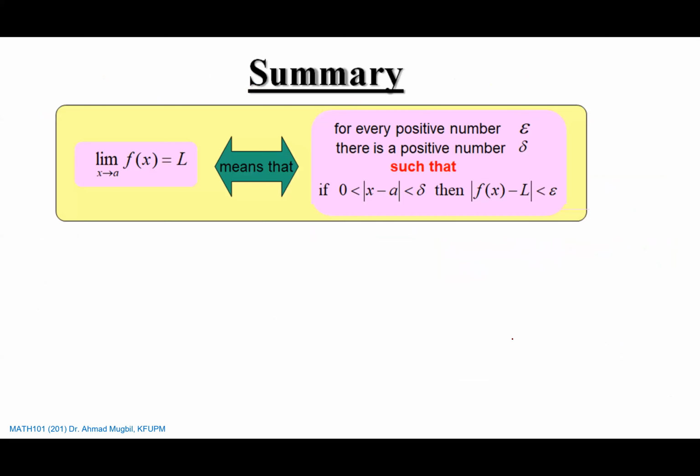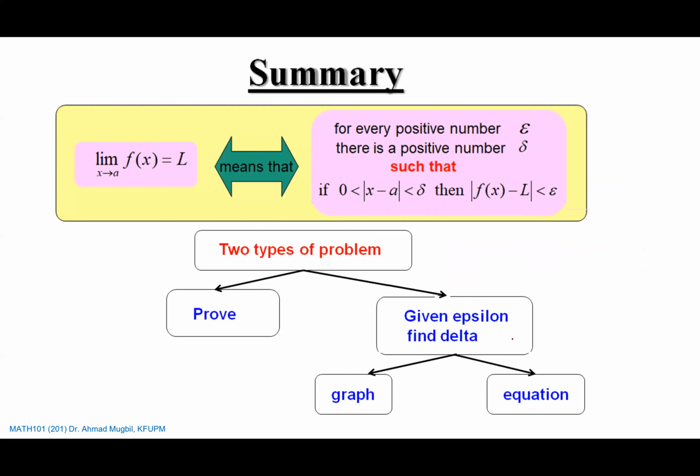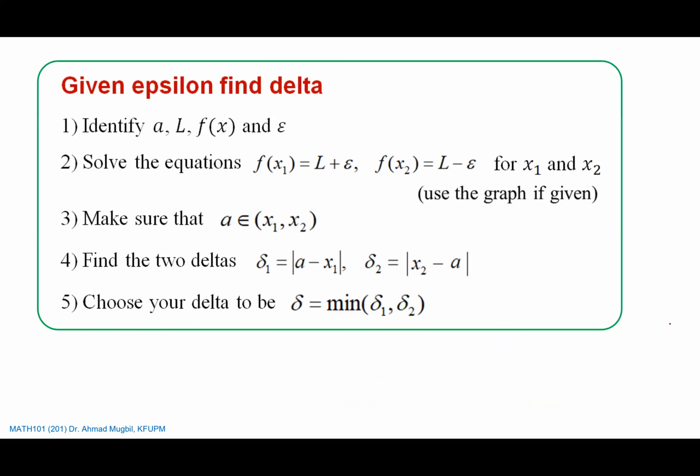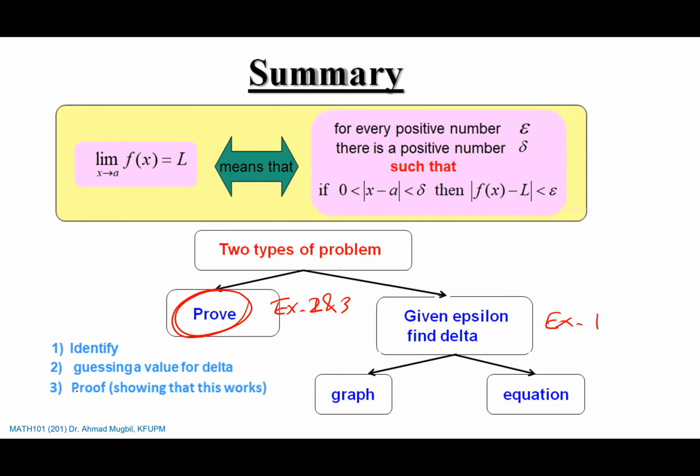Now, this is the summary of this section, guys. We are done. The bottom line is that you have two types of problems in this section. Either you get a proof, like example 1, example 2 and example 3. Or you are given epsilon and asked to find delta, like example 1 and the other exercises. So if you have a proof, it is easy. You just need to guess a value for delta and prove it at the end. If you are given epsilon and asked to find delta, it depends.